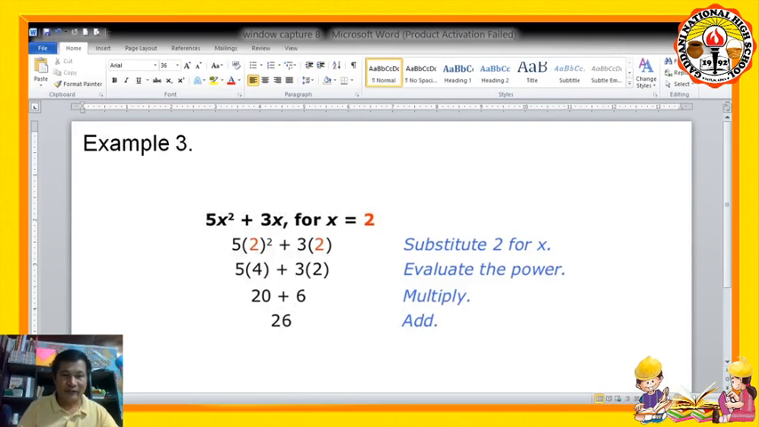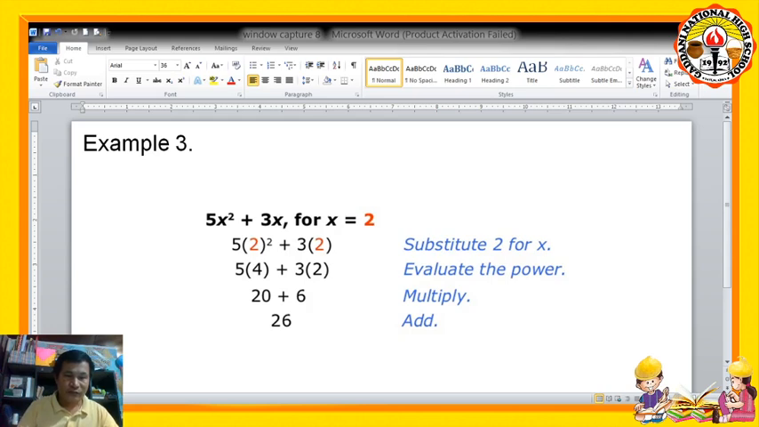Our expression for example number 3 is 5x squared plus 3x for x equals 2. So first thing to do, we substitute 2 for x. So we have 5 times the quantity 2 squared plus 3 times the quantity 2, and then evaluate the power.